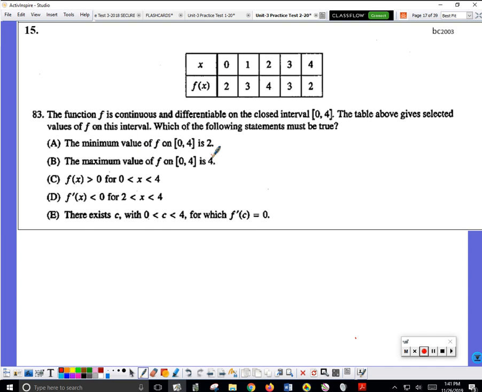So 1 means A must be true. 2 means A could be true, doesn't have to be. 3 is no, A is false. And this is I don't know. Show me your vote for just A.